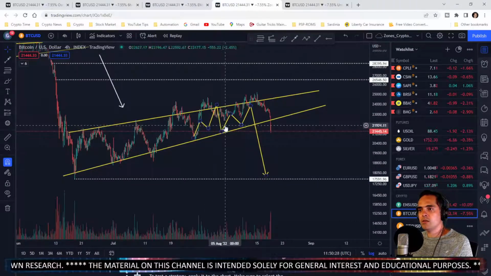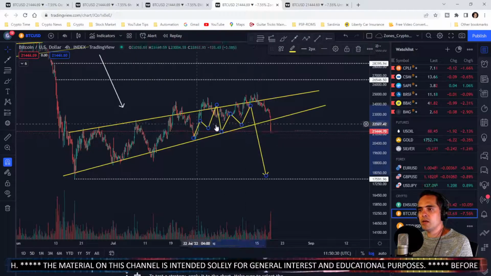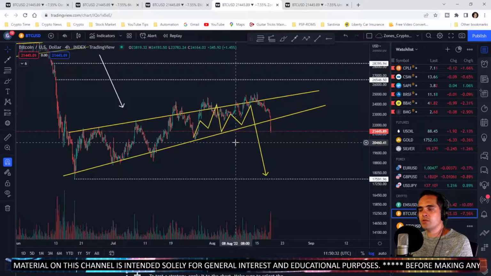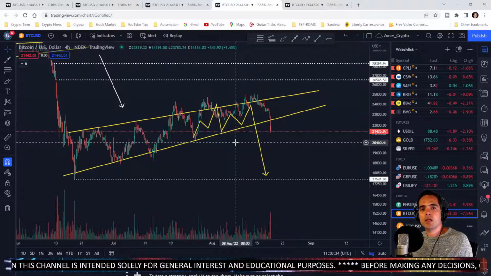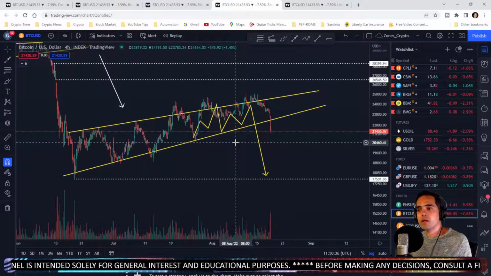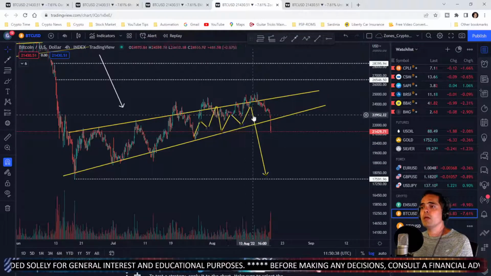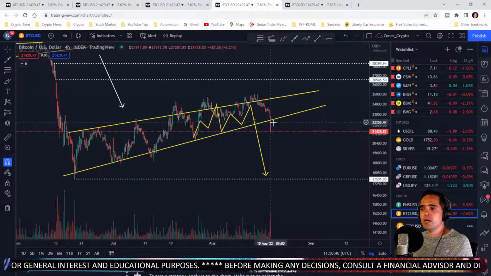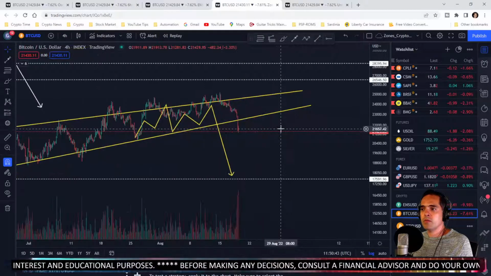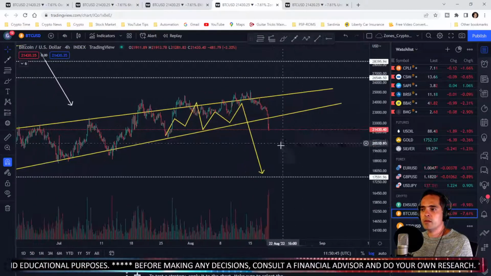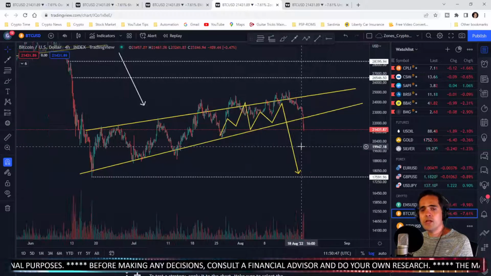These yellow lines are just to represent a possible scenario, a very likely possible scenario. And after all these days, we are seeing it happen here now. Okay, so patience is key.